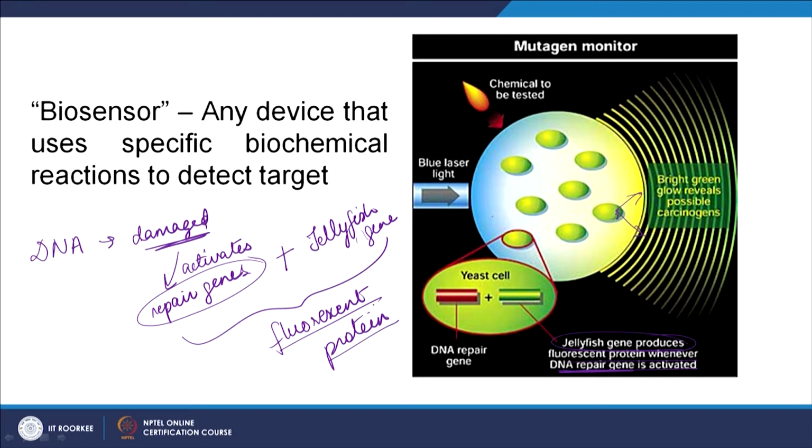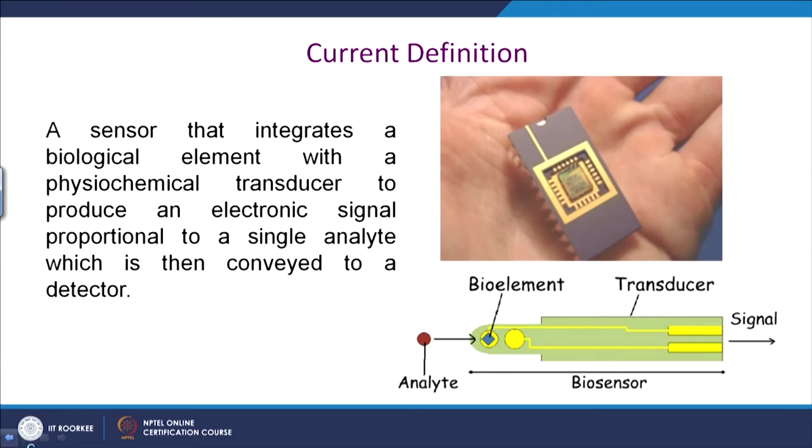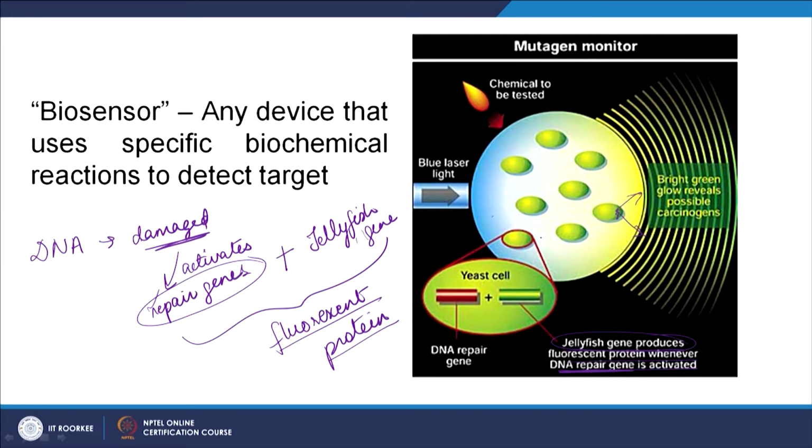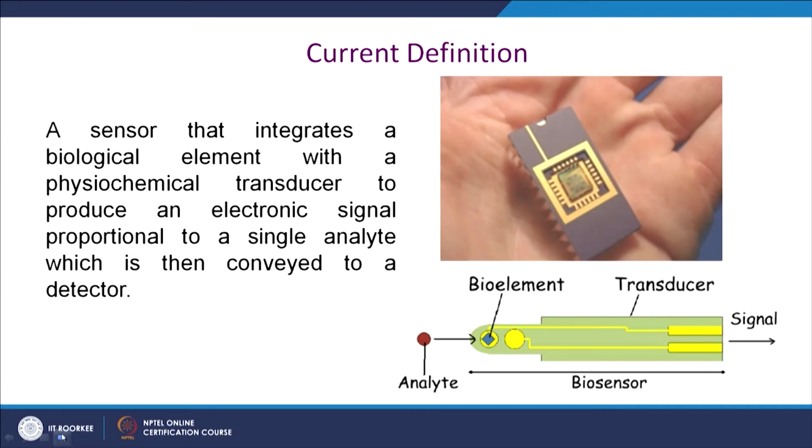Now, this fluorescent protein will change the color of the light, and we will be able to tell whether repair genes were triggered or not, whether they were active or not. So this is how we can detect mutagenesis in cells, and this is a biosensor because we are using biological agents for detecting cancer or mutagenesis.